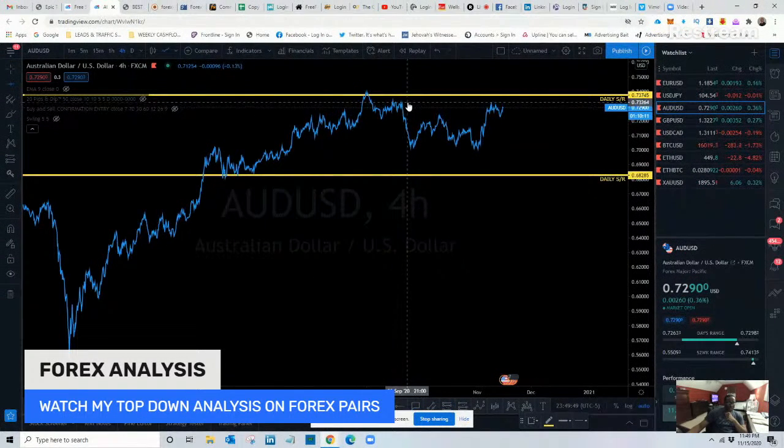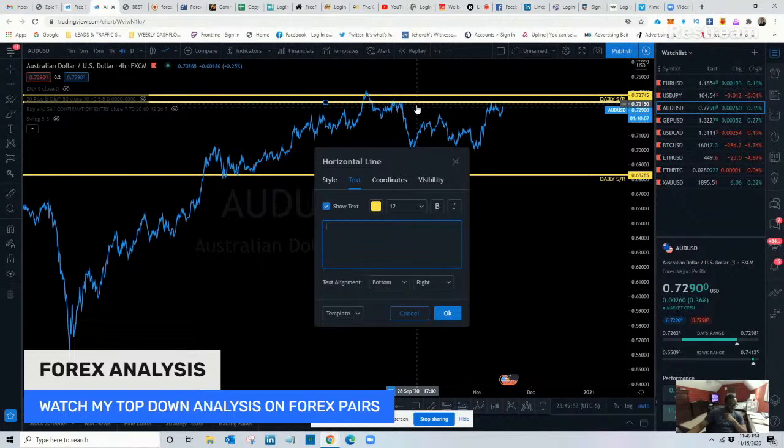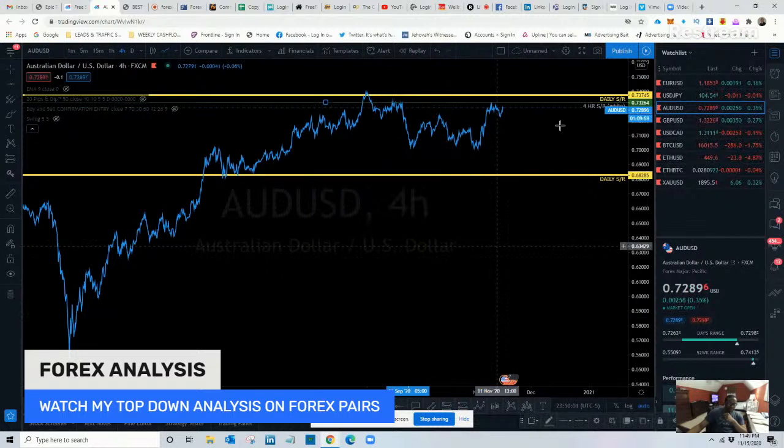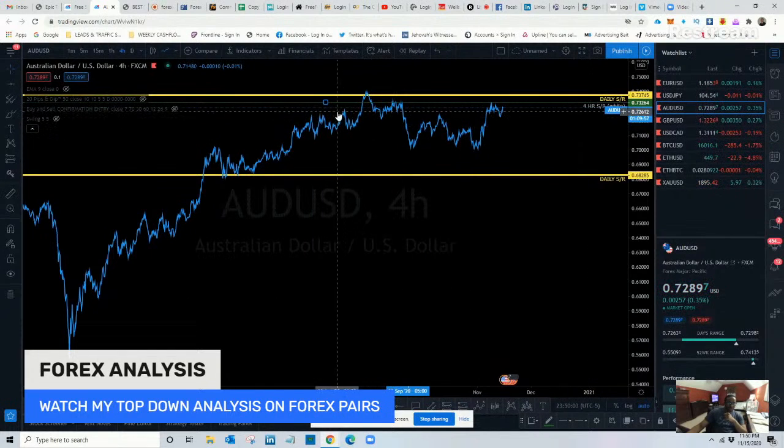respected. So I think it's safe to say that I could probably put the first line here. We're going to mark this up as the 4-hour. So notice the 4-hour is marked over here. Here's the reason why: support or resistance was respected at this line.